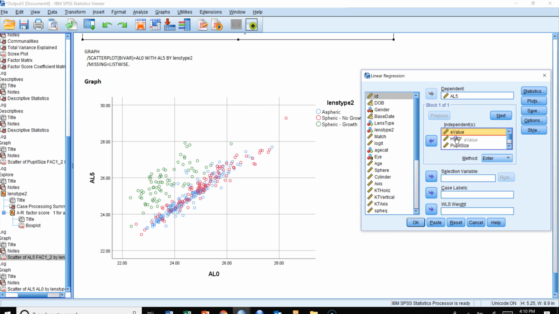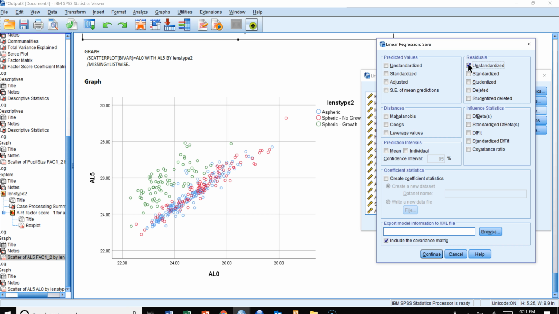We have AL5, and baseline. And then we're going to save unstandardized residuals. So basically what we're doing when we save the residuals is we're taking out the model. We're removing this line, and we're just going to have scattered points around that line, and then we're going to see if that residual can be explained by the factor.